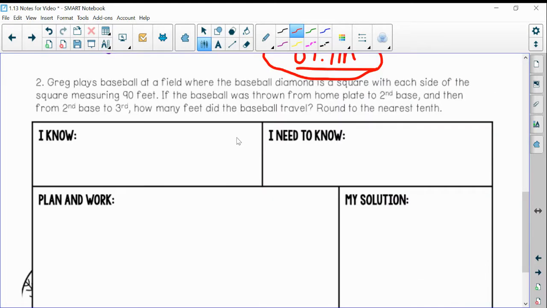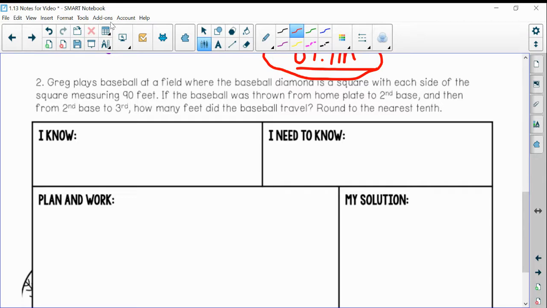All right, so now what I want you to do is read this. I want you to figure out what you know. I want you to plan and work. And in your plan and work, I want you to draw out your diamonds, your baseball field, because once you draw it out, you should be able to see where we're going with the Pythagorean theorem. Write down what you need to know and figure out your solution. So pause this, read it, fill it out, work it out. Did you do it? Then pause it.